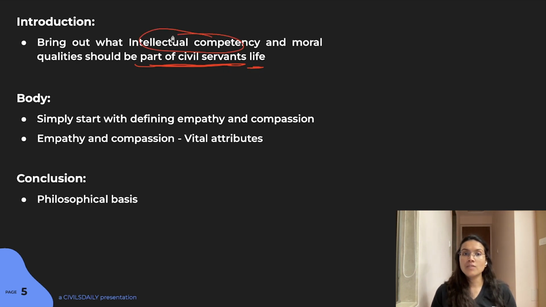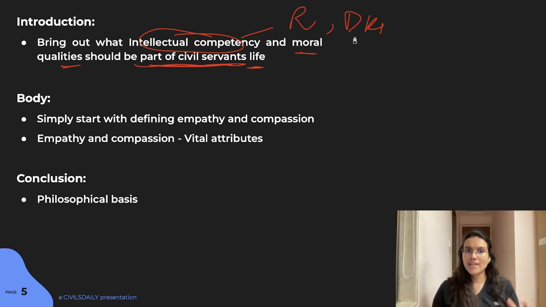So these are the terms that you highlight first. You talk about what is the basis of these terms. So when you're talking about intellectual competency, you can talk about rationality, right? You can talk about domain knowledge, right? You can talk about having that scientific and curiosity related outlook, like out of box thinking, right? So these are the basic common intellectual competencies that are required in today's bureaucrat.